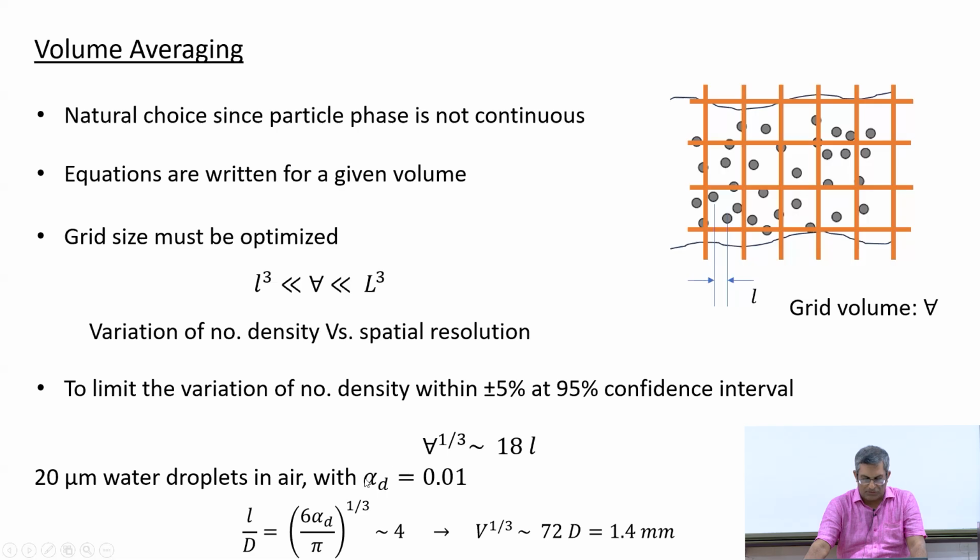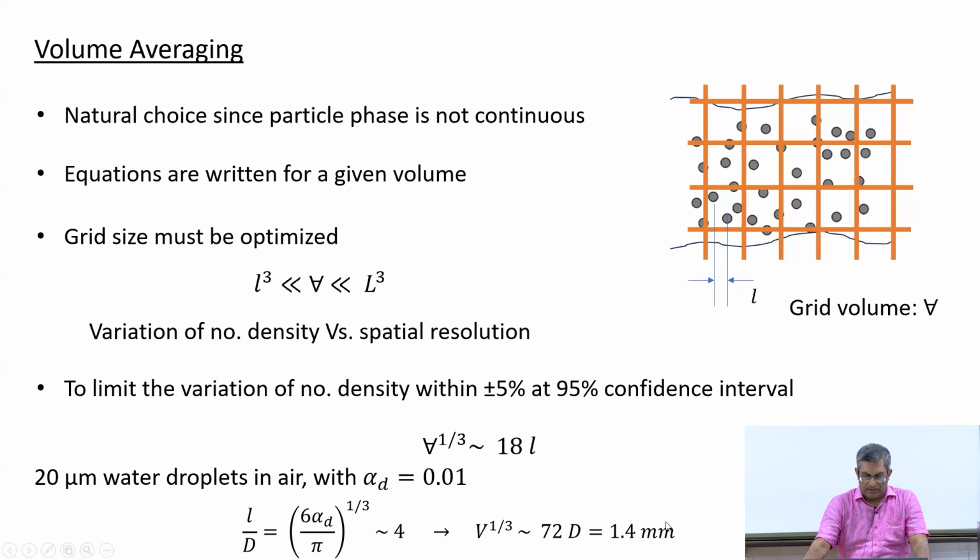So for this kind of loading, the particle separation distance is about 4 times the particle size. Then according to this theory, the size of the grid should be about 72 times the particle diameter, because the separation distance is about 4 times the diameter. So this means that the grid size should be 72 times the particle size, which is about, let's say, in this case, about 1.5 mm.